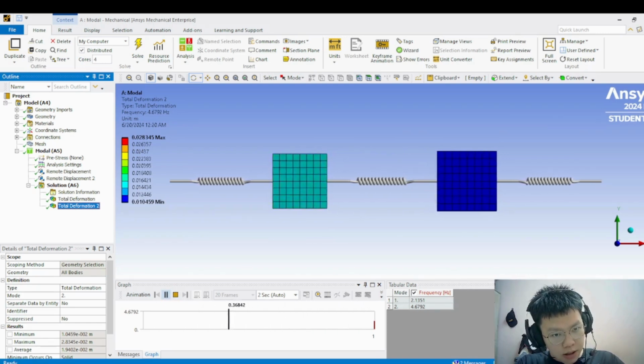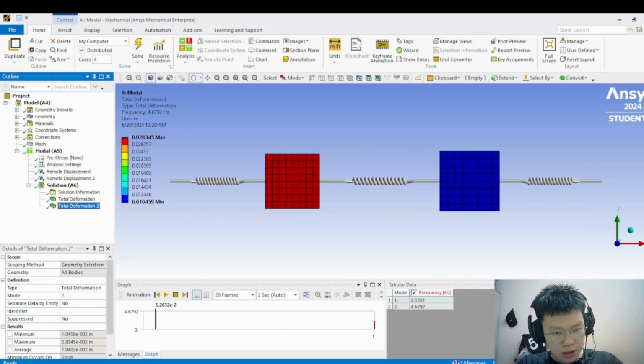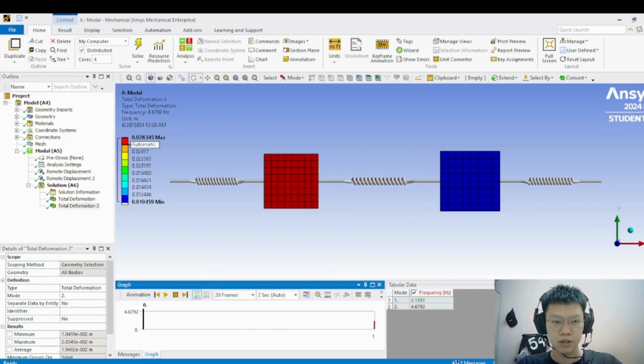When Mesh 1 is the red color, the maximum speed is 0.028, and then the speed of Mesh 2 is 0.0104. So it's about twice or more the speed between Mesh 1 and Mesh 2.